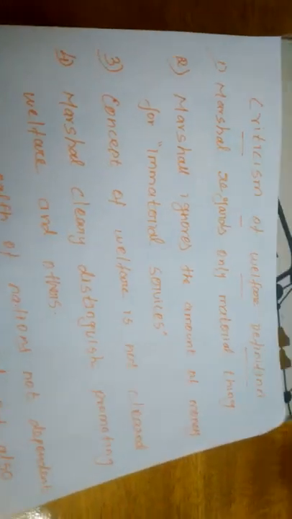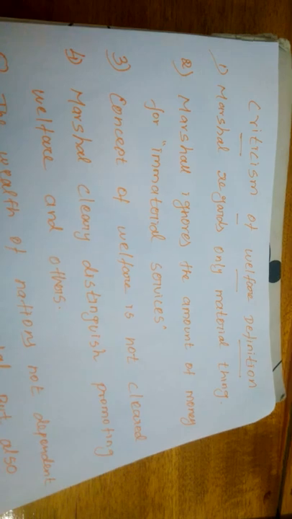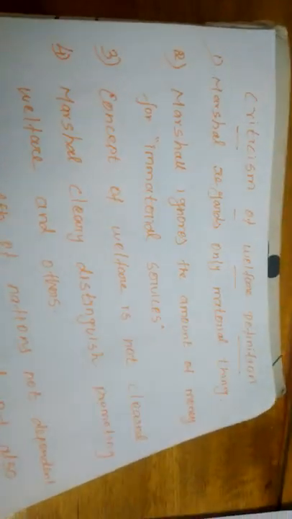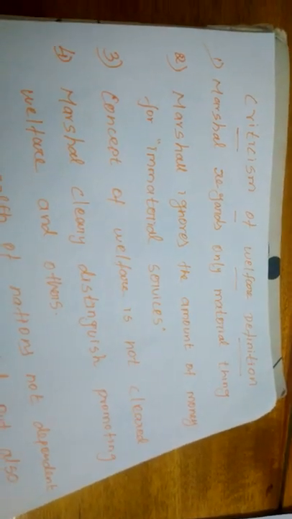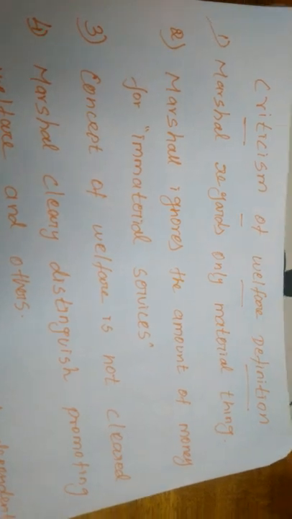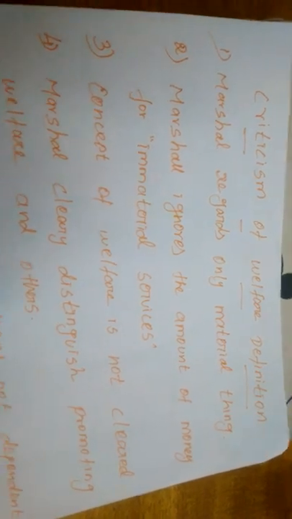Okay students, next is the criticism of the welfare definition. When we compare it with the wealth definition, the welfare definition is somewhat better, but even so it has been criticized by other economists. The first criticism is that Marshall regards only material things, but he does not consider immaterial things such as the service of a doctor, teacher, and others. But they also promote people's welfare, right?